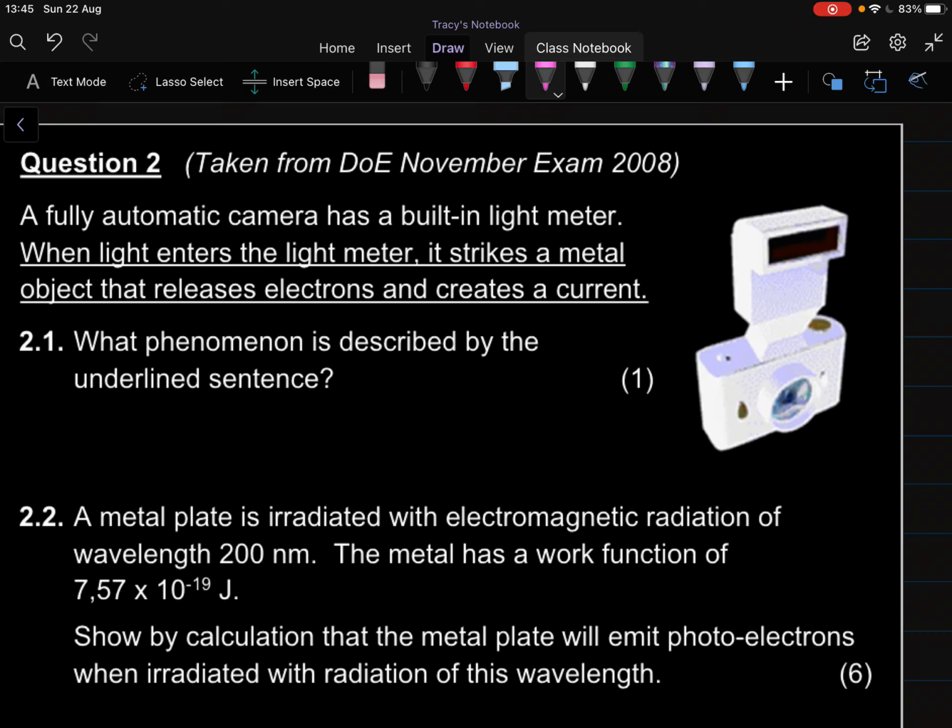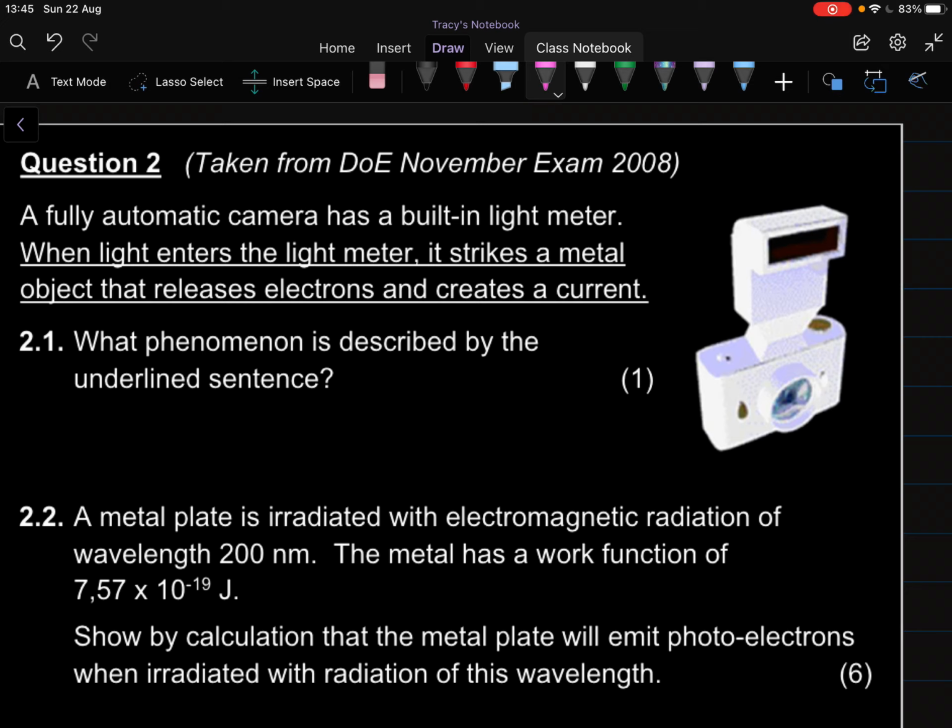Question 2 on photoelectric effects, and this was taken from the Department of Education's November exam 2008. This is in your physics paper, by the way, so this is always paper 1. A fully automatic camera has a built-in light meter. When light enters the light meter, it strikes a metal object that releases electrons and creates a current.